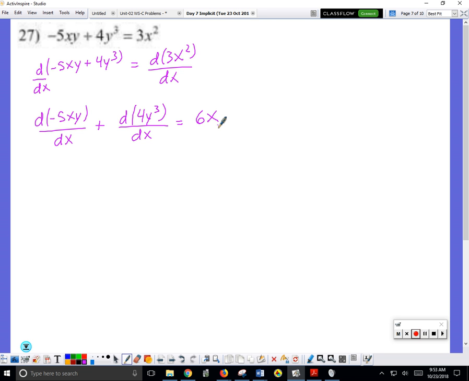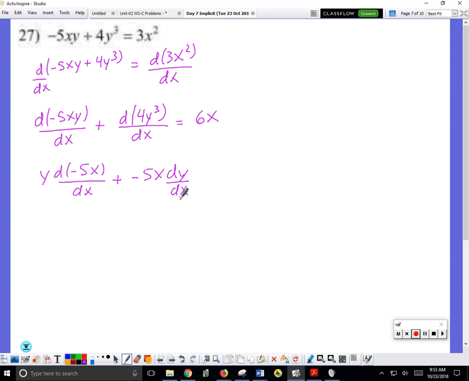Using the addition rule, I'm going to get this. Well, you have to use the product rule. You could use the constant rule first and factor out the -5. That's totally valid. My preference is to think of this as -5x multiplied by y. Either way is correct. So I take y multiplied by the derivative of -5x plus -5x multiplied by the derivative of y.